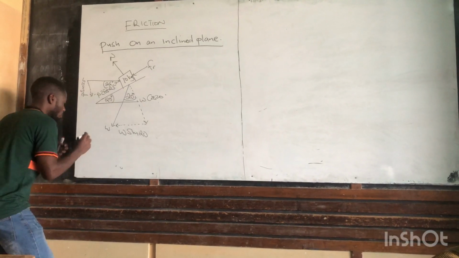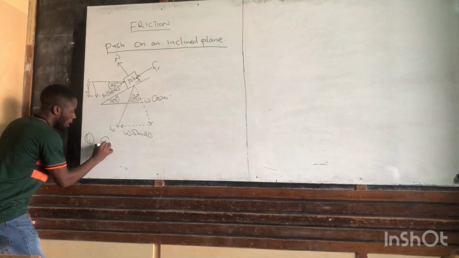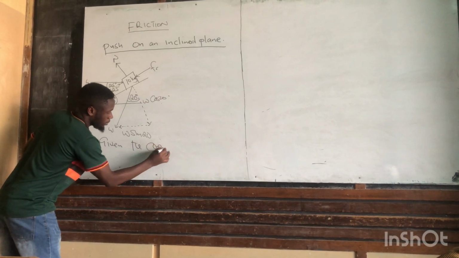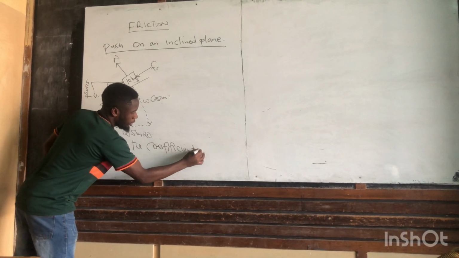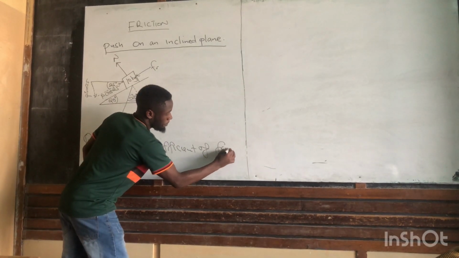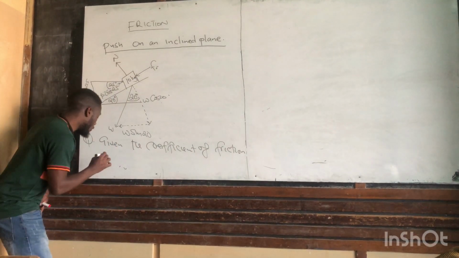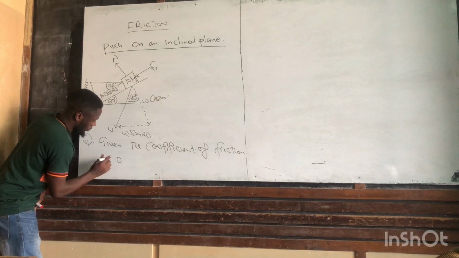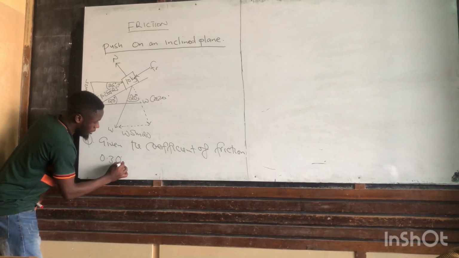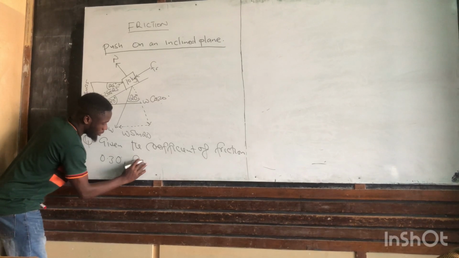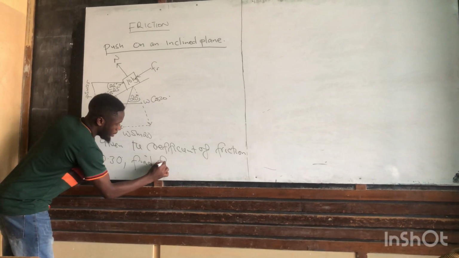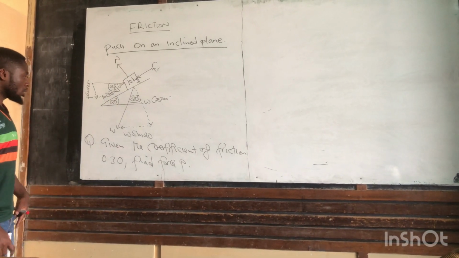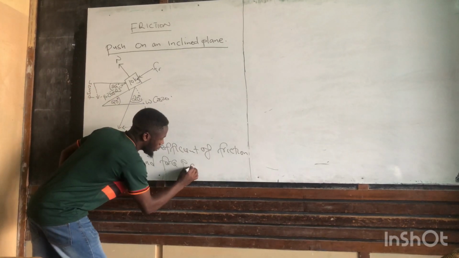So let's answer a question now. Given the coefficient of friction, let's say the coefficient of friction is 0.30. They say find force P, this is the first question, and the acceleration of the system.